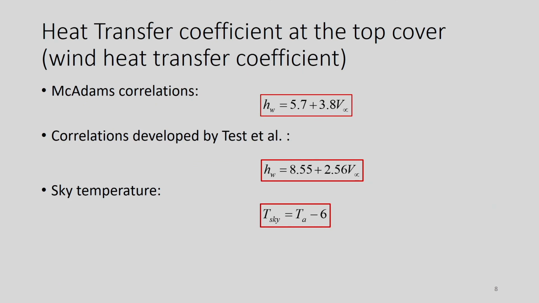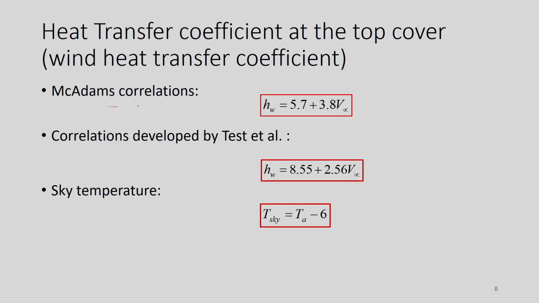Also, we need to use other correlations for calculation of HW, that is heat transfer from the top of the glass to the ambient. This kind of heat transfer coefficient is also known as the wind heat transfer coefficient. McAdams correlation is something like HW is equal to 5.7 plus 3.8 into U infinity. This is nothing but U or V, that is velocity. We can write U infinity or V infinity, it is the same meaning, its unit is meter per second.